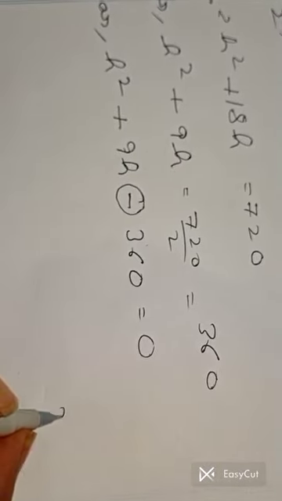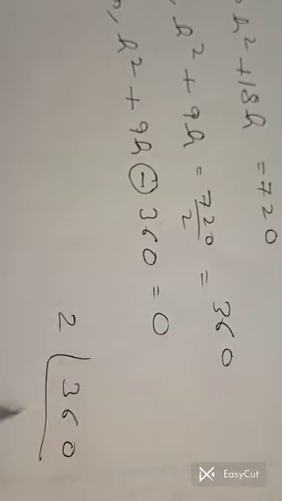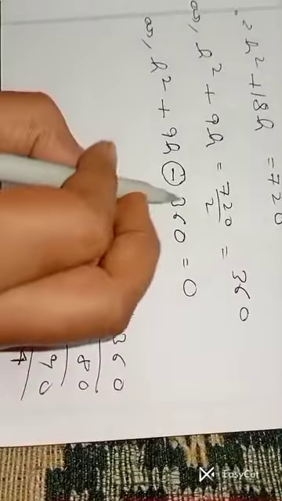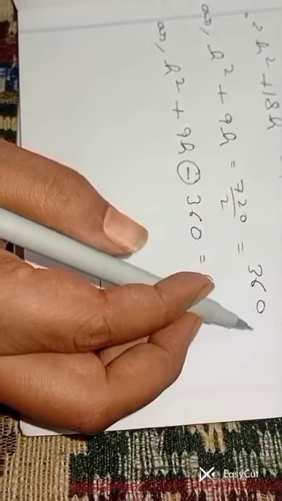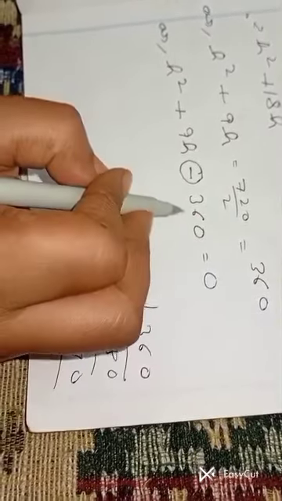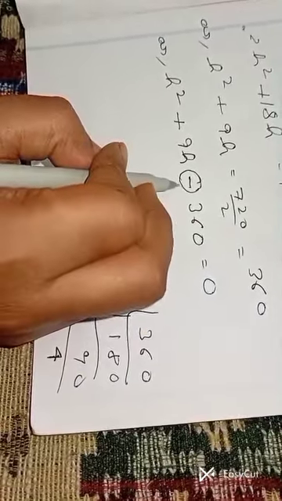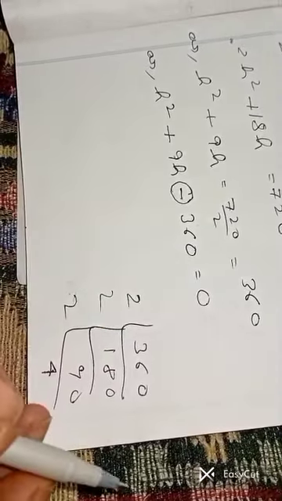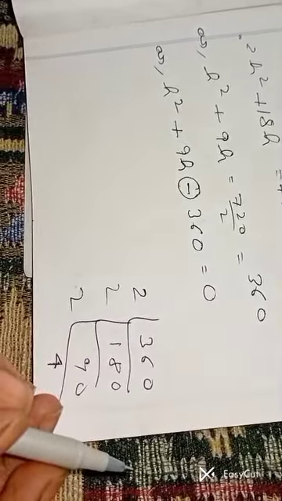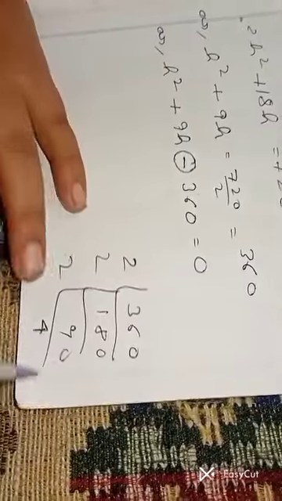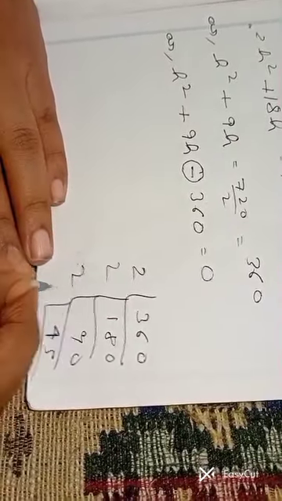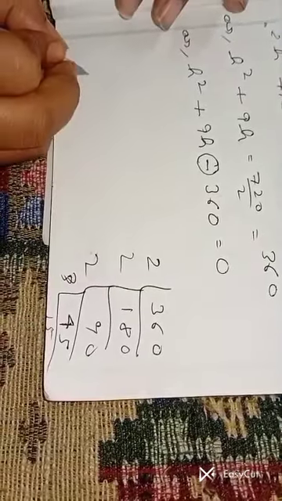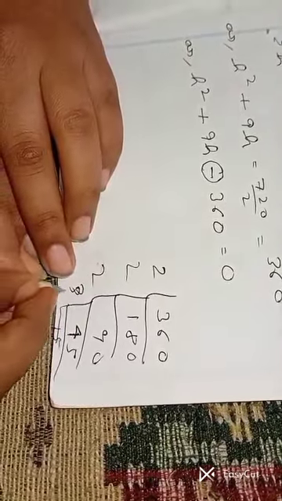Okay, so if we break down 360, what do we get? 2 into 180, 2 into 90. Since 360 was on the right hand side, we moved the 360 to the left hand side, and that's why it became minus. Just because I circle the minus sign doesn't mean you need to circle the minus sign. So if you break down 360, we get 3, 15, 15, and 3, 5.